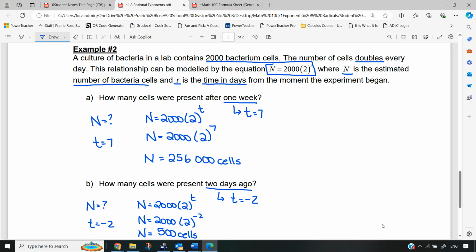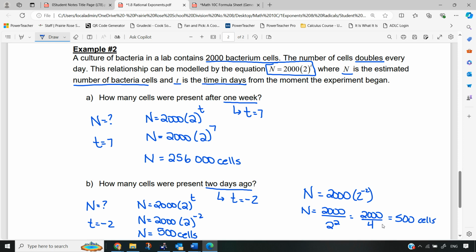Now, for this particular question, it may also be easy to do the math without your calculator. So we have 2,000 times 2 to the negative 2. So that means we have 2,000 divided by 2 squared, which is 4. So 2,000 divided by 4. Well, 20 divided by 4 is 5, and we've got those extra zeros, so 500 cells.